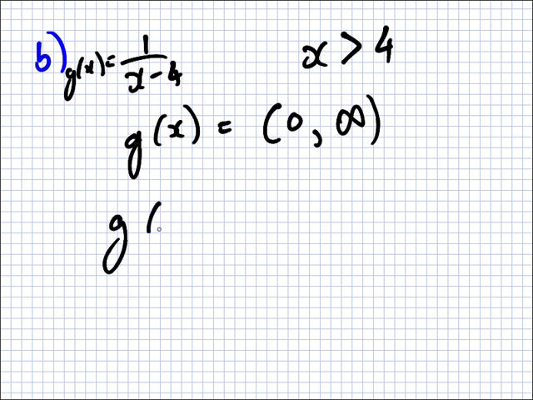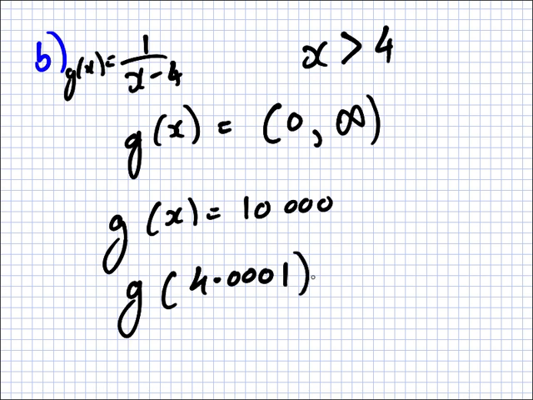Suppose I want gx to equal 10,000. Simple. G of 4.0001 would equal 10,000. Let me check it. Thank you for saying that. So we can't just write gx greater than 0. No, you can do that. That's fine. Okay. That's fine. Okay, next.